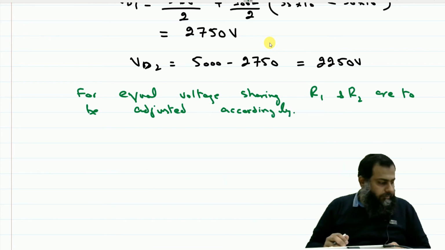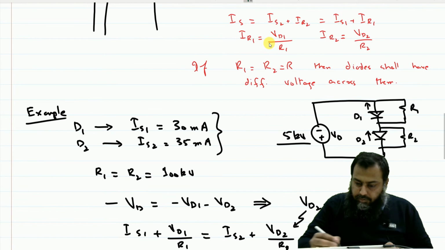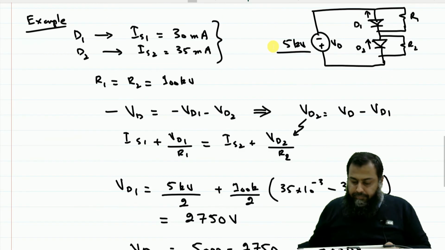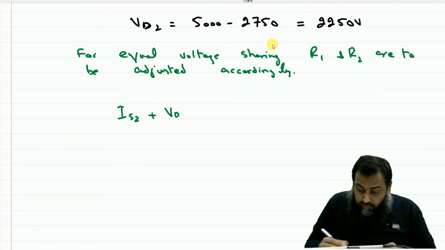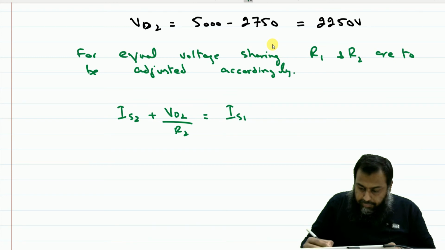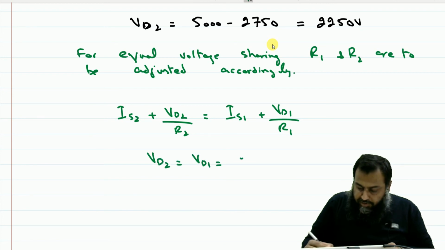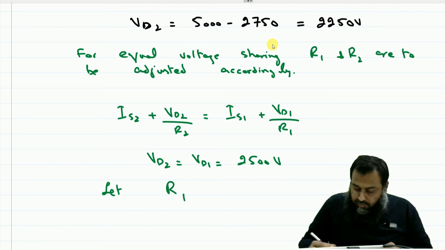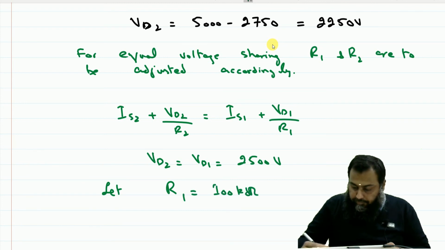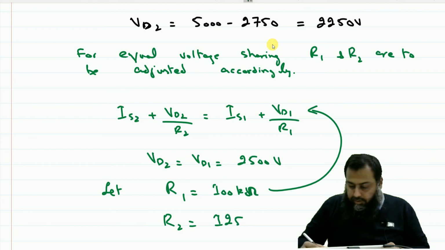So how can we adjust these two? Using this particular expression, we can say that IS2 plus VD2 over R2 is equal to IS1 plus VD1 over R1. We want to have VD2 equal to VD1 equal to 2500 volt. Let the resistance R1 equal 100 kilo ohm. With this 100 kilo ohm, if I substitute the values with IS1 and IS2, this R2 comes out to be equal to 125 kilo ohm.